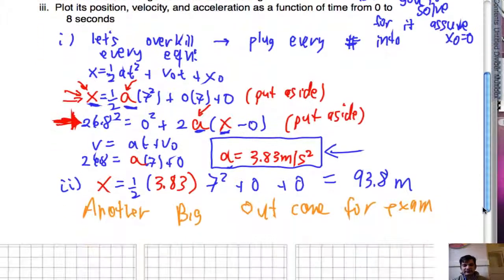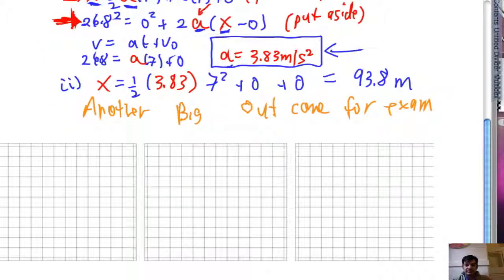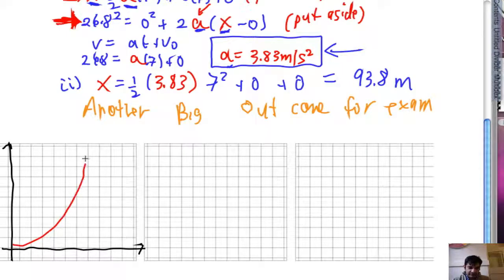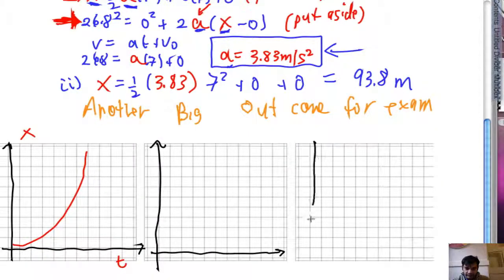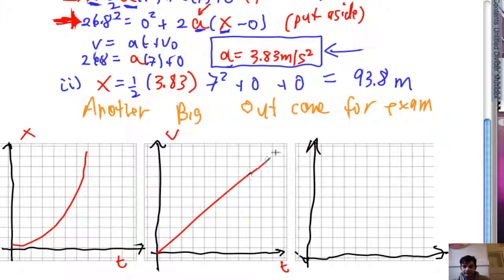And by the way, we can say the third big outcome is if I told you that the position graph of this object looks like this, you should be able, on this position graph alone, to tell me, by looking at it, that the velocity graph should look like this, and the acceleration should look like this.